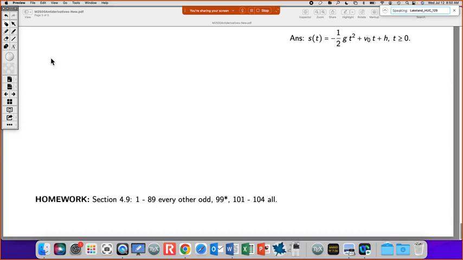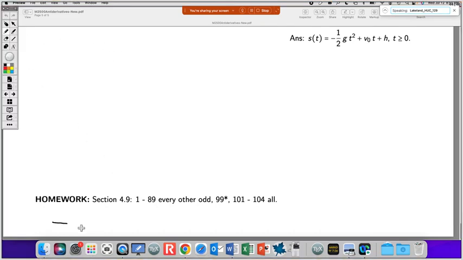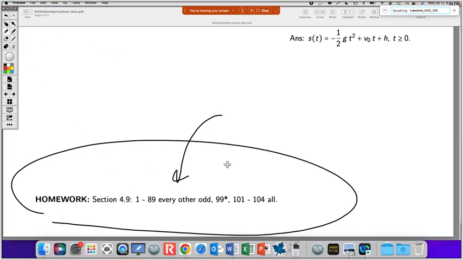Then you got various and sundry homework in here. Now the way it's listed is it's listed every other odd, which gives you 20 or so. But if you want more practice, I would recommend going and doing what? Every odd. Okay. And once again, I highly recommend checking your answer by taking the derivative.